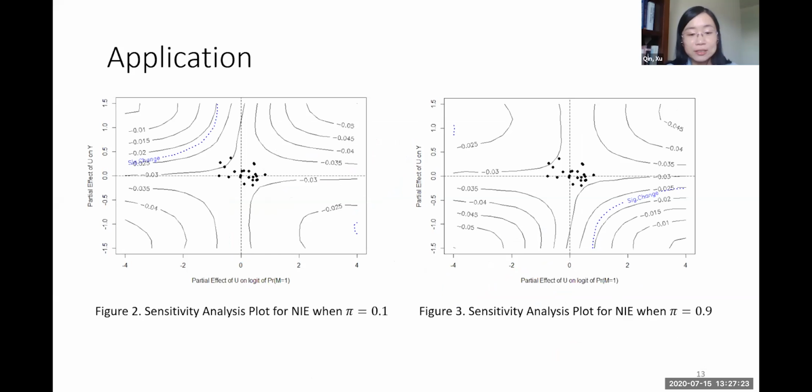And to further evaluate the influence of the prior distribution of U, we draw two additional sensitivity plots when pi equals 0.1 and 0.9 respectively. Clearly, it becomes even harder to change the original conclusions when pi is further away from 0.5.